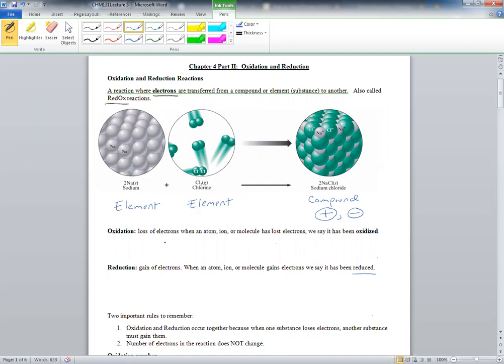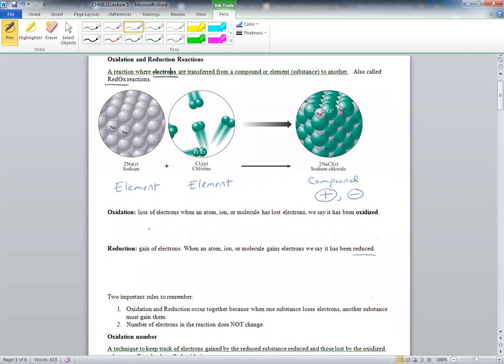What is oxidation? Before we begin, knowing the definitions is very, very important. A lot of the problems encountered in this topic are because students forget these simple definitions. So oxidation is the loss of electrons. When an atom, ion, or molecule has lost electrons, we say it's been oxidized. So the verb is oxidize. When you say something has been oxidized, it means it lost electrons.